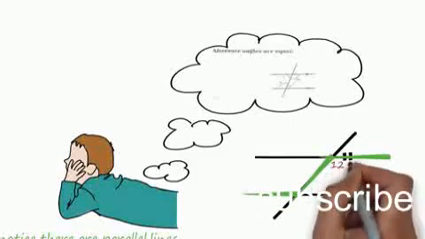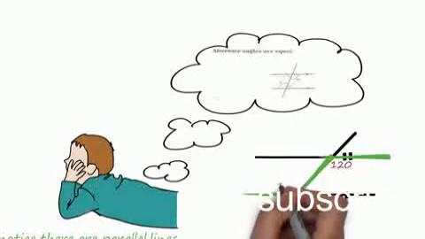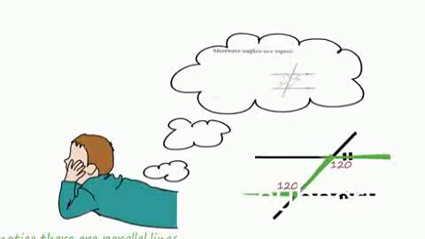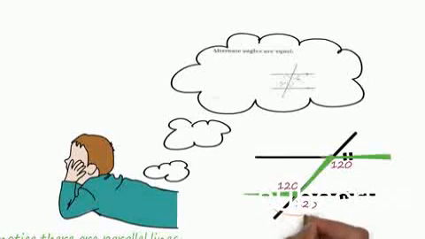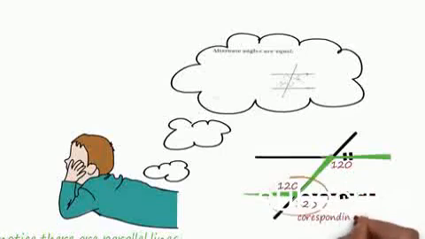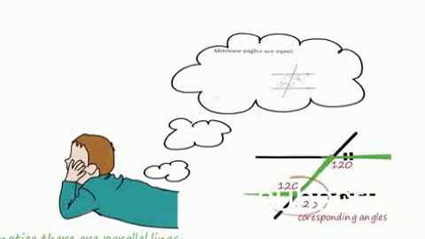So let's say we have 120 degrees over there. It means that is 120 degrees. So that's Z angles. And if that's 120 and that's 120 degrees, that's alternate, of course, that's corresponding angles. So this is the theory behind Z angles.